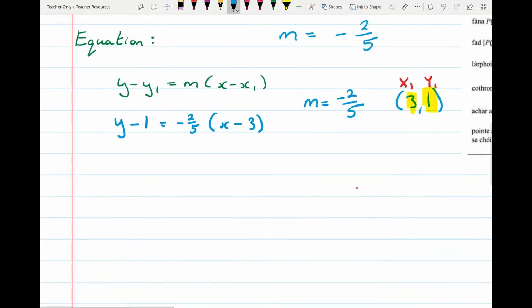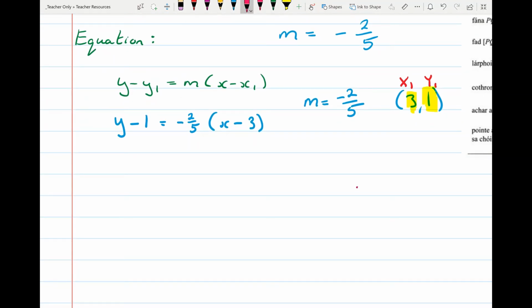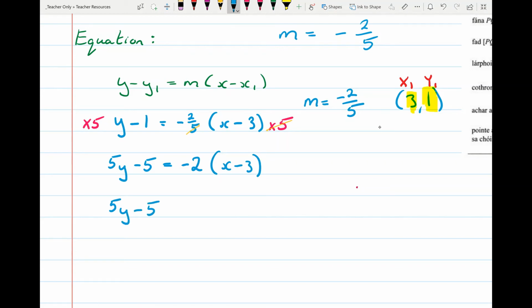Right. To do this then, we need to get rid of this fraction. So we don't want that fraction in there. So we are going to multiply the right hand side by 5, and we're going to multiply the left hand side by 5. 5 times y is 5y. 5 times -1 is -5 equals 5 times -2 over 5 will give us -2. And then because we've already multiplied this side by 5, all we do is get rid of that fraction. That's why we multiplied it. That 5 on the bottom of the fraction and the 5 we multiplied by cancel each other out. Multiply -2 into the bracket and we get -2x plus 6.